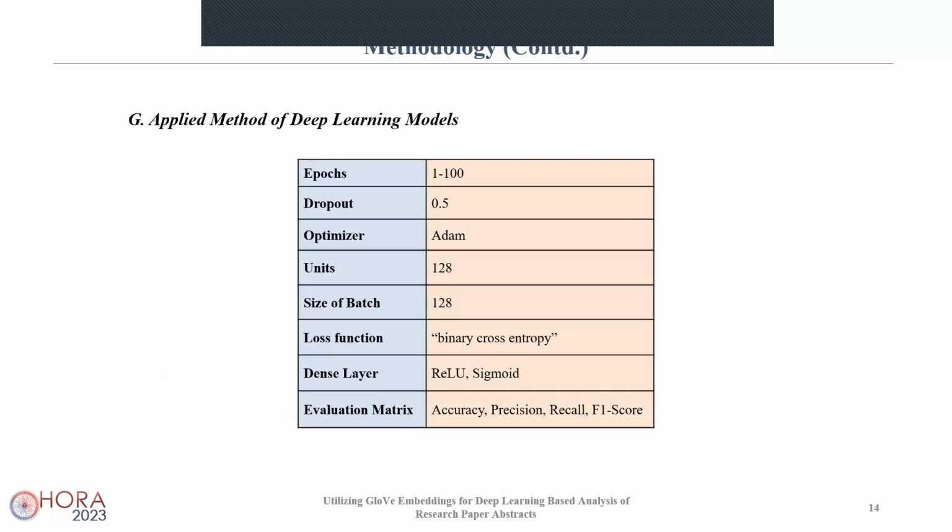Our comprehensive framework utilizes a deep learning model with 128 units and a dropout rate of 0.5 over 100 epochs. We optimize performance with the ADAM optimizer and assess effectiveness using the binary cross entropy loss function for classification tasks. Dense layers are engineered with ReLU and sigmoid activation. Multiple evaluation metrics such as accuracy, precision, recall, and F1 score provide a comprehensive understanding of the model's capabilities.